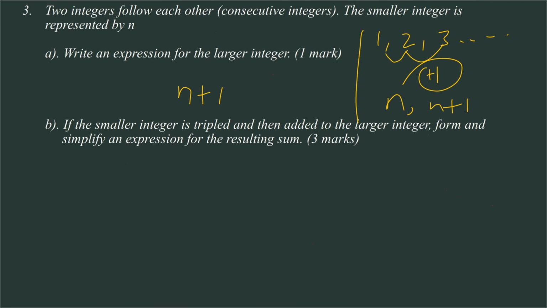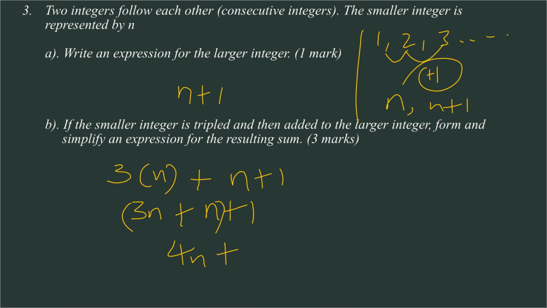Then if the smaller integer is tripled and then added to the larger integer, form and simplify the expression. Tripling is multiplying by 3, so the smaller integer tripled is 3n, and then added to the larger integer, we have 3n plus n plus 1. 3n plus n are like terms, giving 4n, and then plus 1.